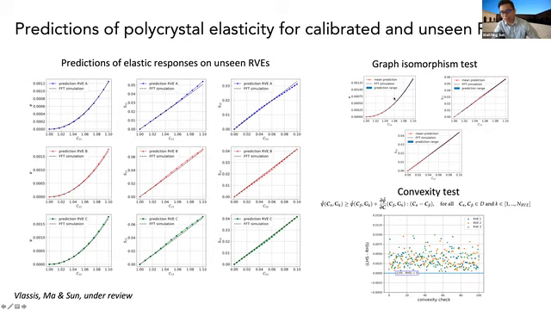And we also did additional tests. This is a graph test, in the sense that if I change the order of the nodes, if I change the name of the nodes, whether I get the same result. And you can see that the order of the grain doesn't matter. And then we also check the convexity.